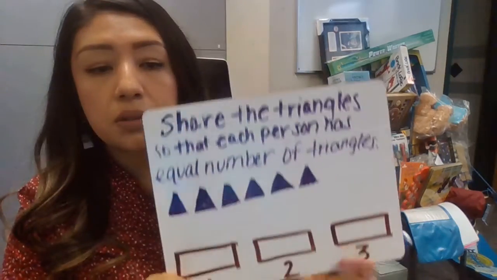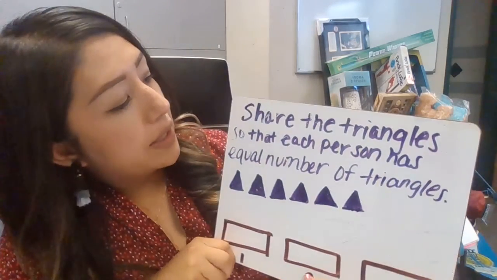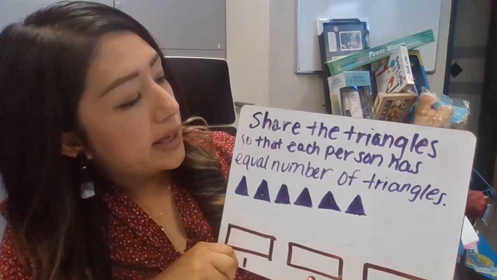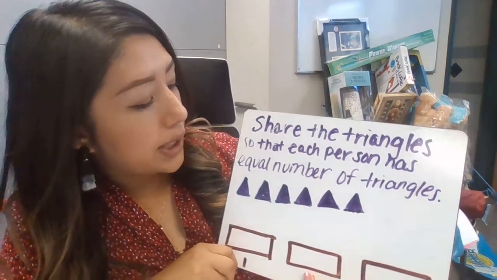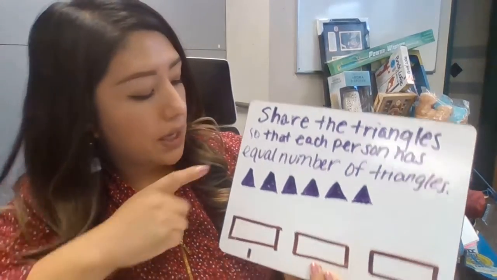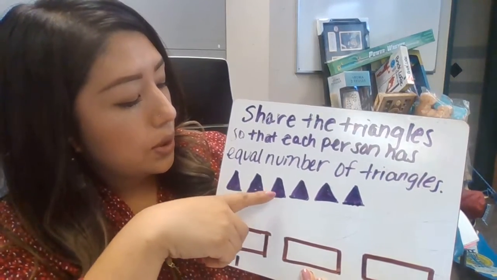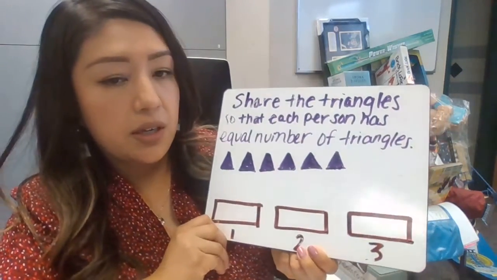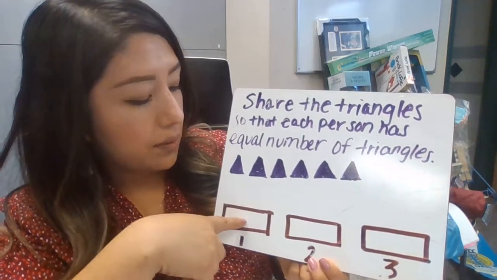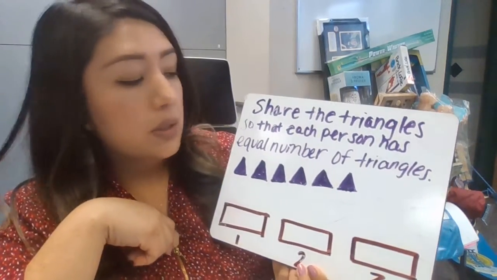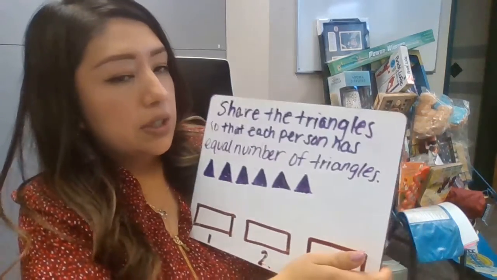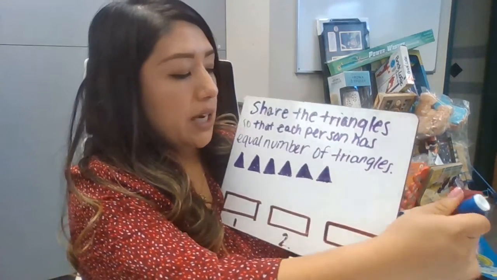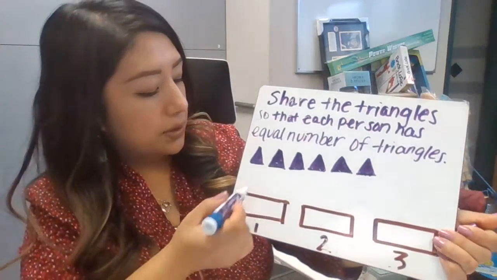There is another problem that I would like to do with you, which is a small story problem. And it reads, share the triangles so that each person has an equal number of triangles. So let's go in. We have how many triangles? 1, 2, 3, 4, 5, 6 triangles. And these rectangles represent the persons. So we have 1, 2, 3 people. Again, we're going to share them equally amongst everybody. Everybody has to have the same amount of triangles.